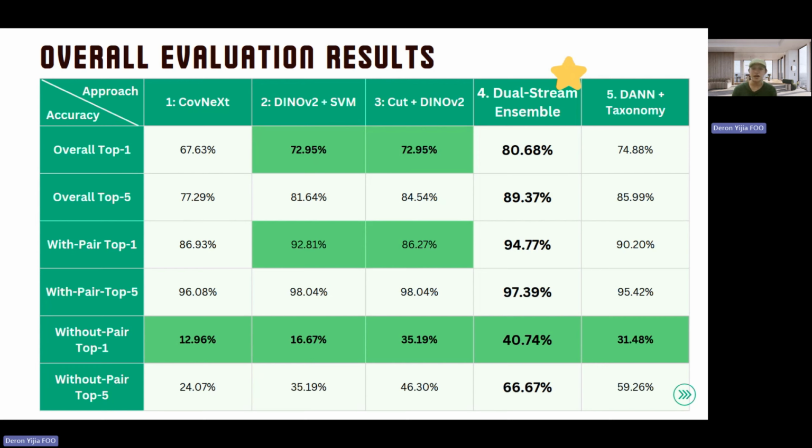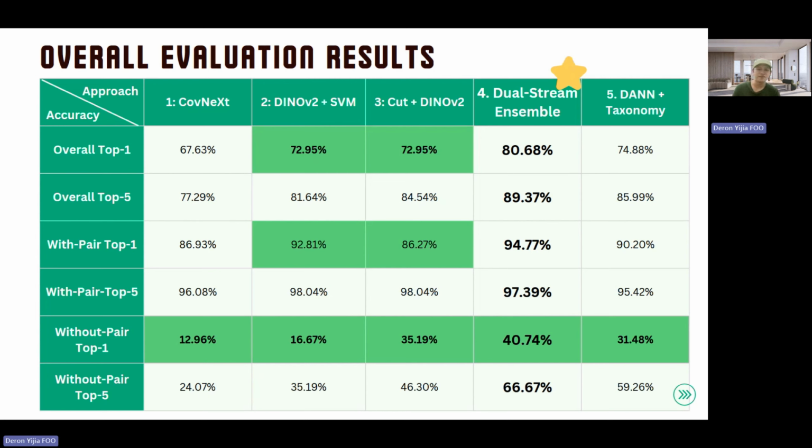Now, there was a breakthrough. Accuracy on those unseen classes jumped to 35%. However, that came with a cost. The model got confused on the paired classes, so our overall performance didn't actually improve. We even tried the famous DANN, a domain adversarial approach with taxonomy mapping, but frankly speaking, the complexity didn't yield results. That is why we ultimately chose the dual stream ensemble.